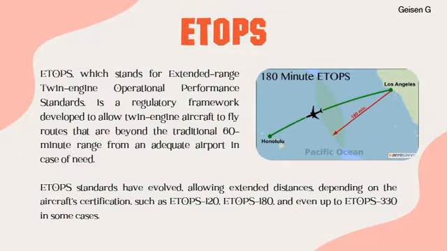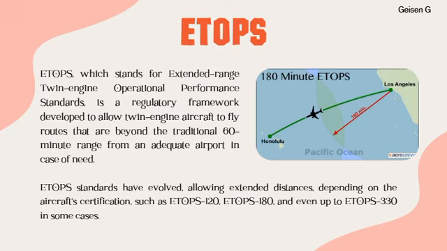Hello, it's Geisen speaking, and now I'm going to talk about ETOPS, which stands for Extended Range Twin Engine Operational Performance Standards. This is a regulatory framework developed to allow twin-engine aircraft to fly routes that are beyond the traditional 60-minute range from an adequate airport in case of need.